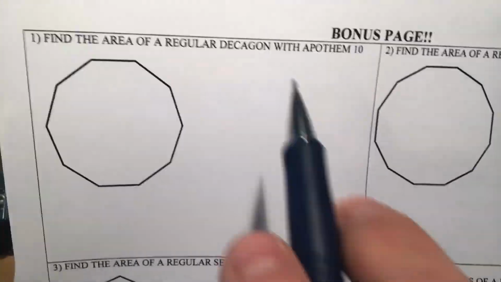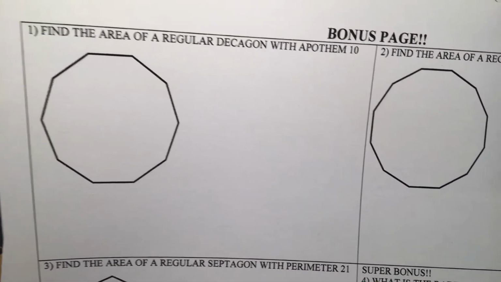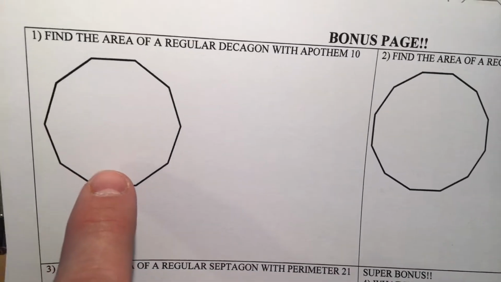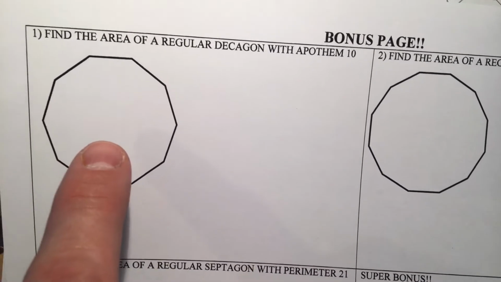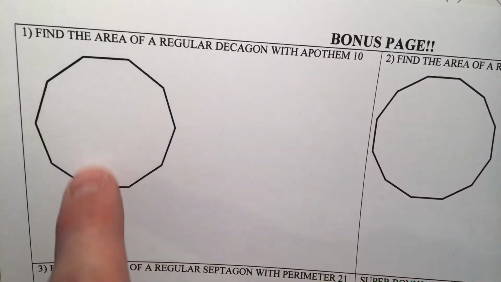You know what a decagon is? It's a 10-sided shape. You know what a decagon also is? That's what happens when a tornado hits your backyard. Boom.